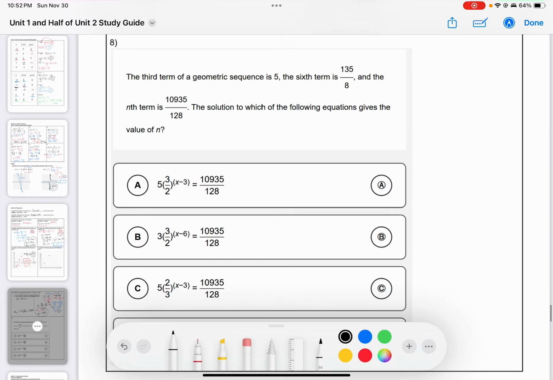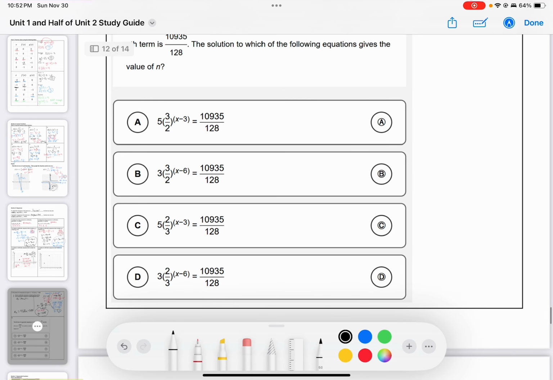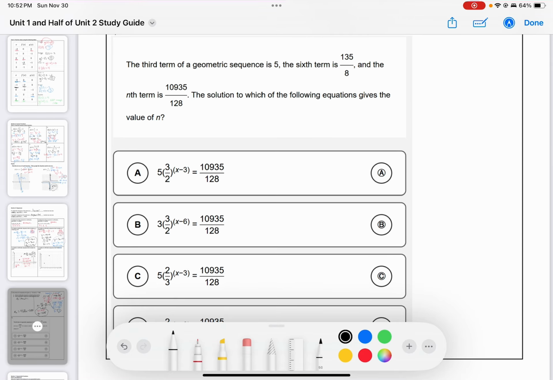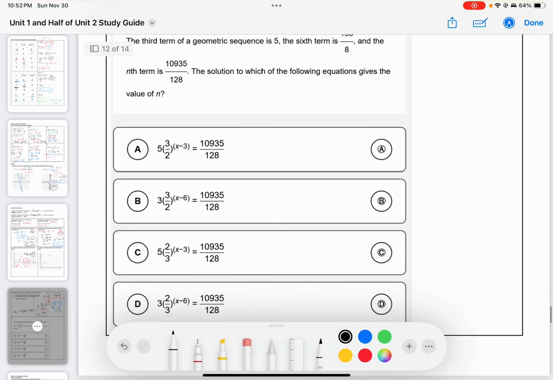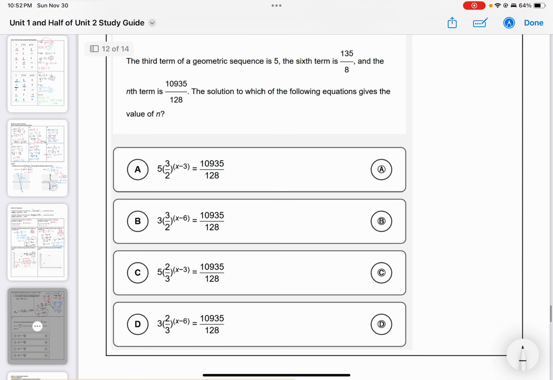All right, the third term of a geometric sequence is 5. The sixth term is 135 divided by 8, and the nth term is a big number. The solution to which of the following equations gives the value of n? I might have to make a separate video on this one. Well, I haven't thought about this one in advance, and it's not coming to me right away, so let's think. All right. How can I do this?